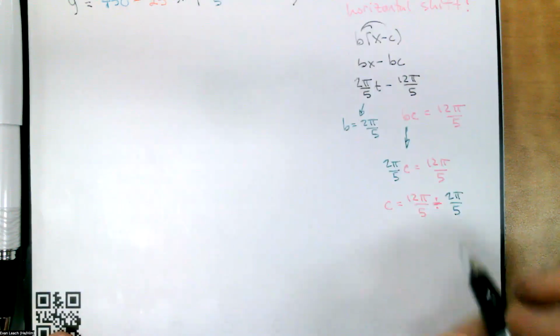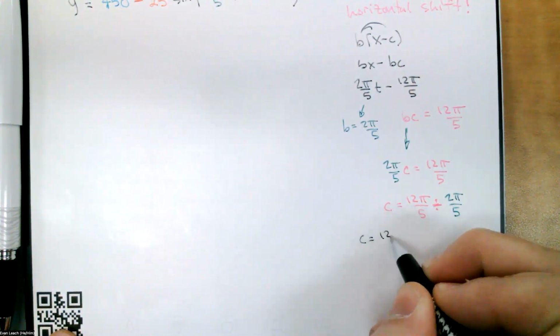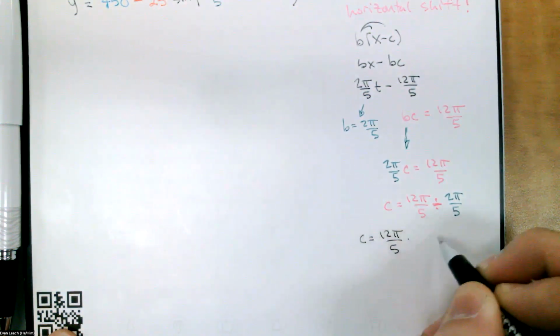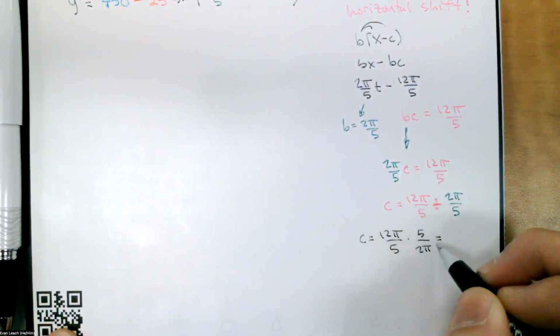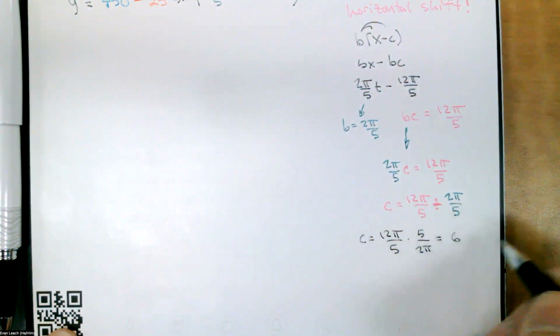I need to stop switching colors. So c is 12 pi over 5 times 5 over 2 pi. The 5's cancel, the pi's cancel, 12 divided by 2 is 6.